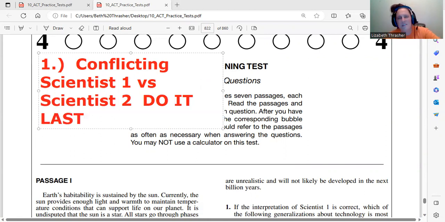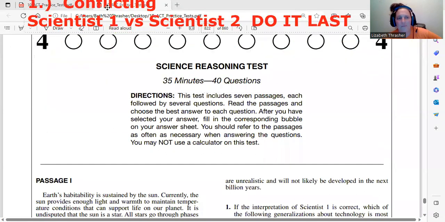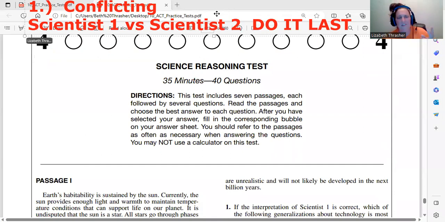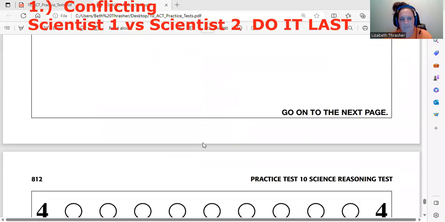Now, don't confuse this with experiment 1 and experiment 2. This is scientists with conflicting opinions. So do that last. What's the second thing you should do? Well, if you're not going to do this one first, let's go look at another one.